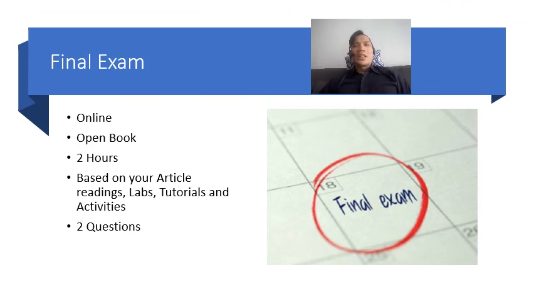Now, finally, there is a very simple coordination for your final exam. In the current state, your final exam will be an online exam, and it is an open book exam that is 2 hours and 15 minutes. You will be asked questions based on your article, readings, labs, tutorials and activities, and you will have to answer 2 questions. But remember, you are not allowed to copy and paste information from the internet, because your exam paper will be put through Turnitin on the online e-learn.